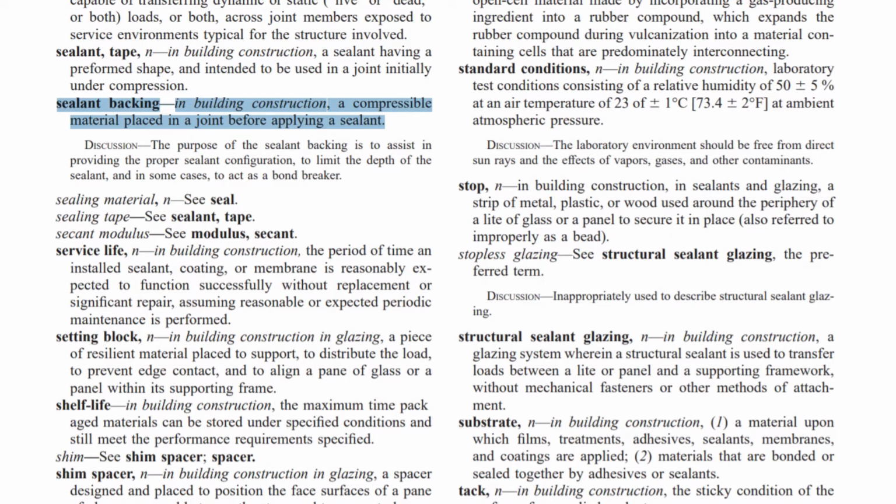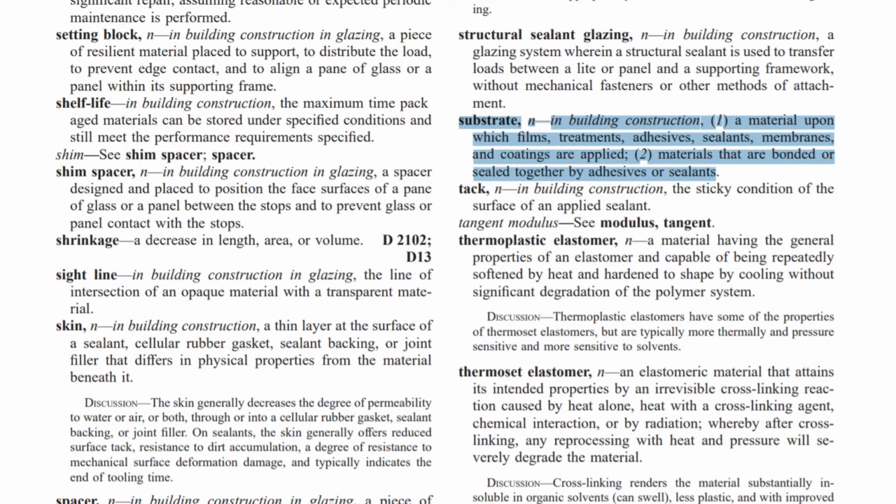Sealant backing is a compressible material placed in a joint before applying a sealant. Note that the purpose of the sealant backing is to assist in providing the proper sealant configuration, to limit the depth of the sealant, and in some cases to act as a bond breaker. Substrate is a material upon which films, treatments, adhesives, sealants, membranes, and coatings are applied, or materials that are bonded or sealed together by adhesives or sealants.